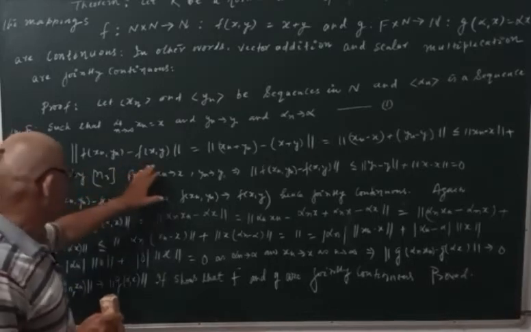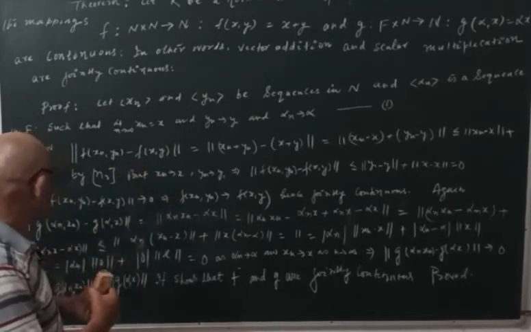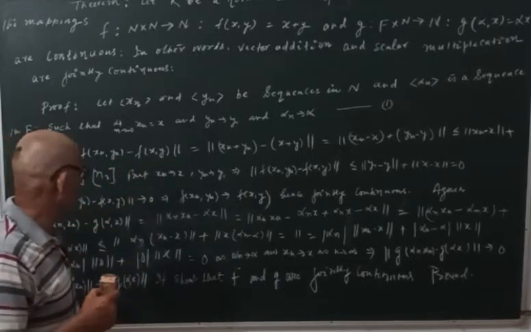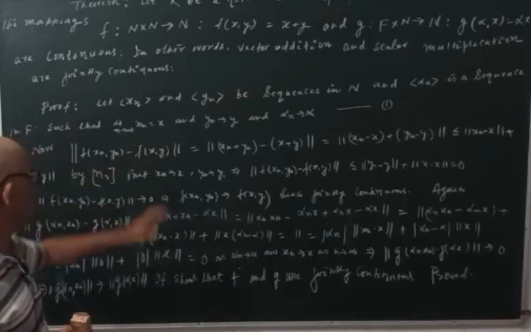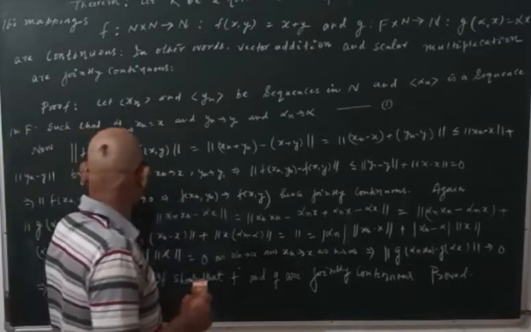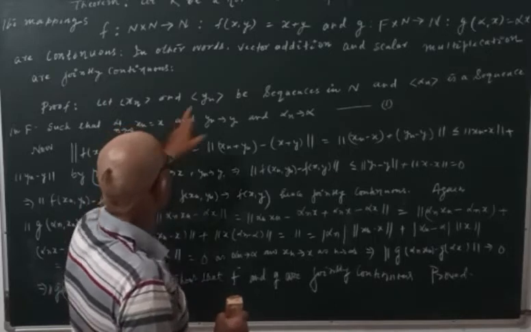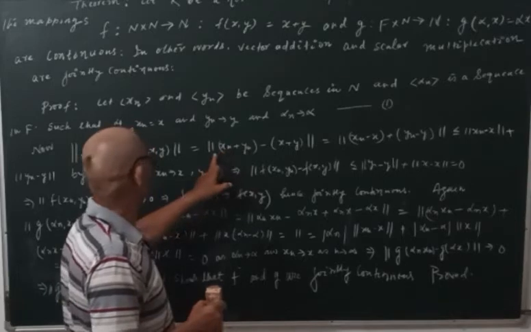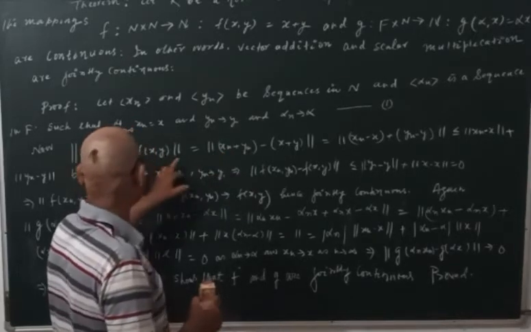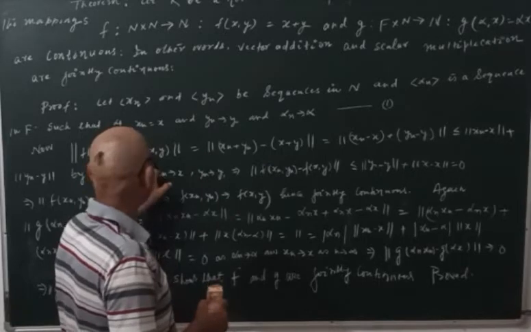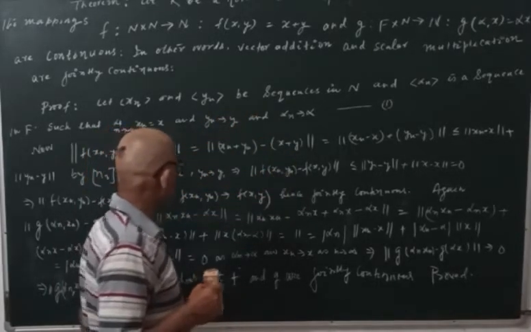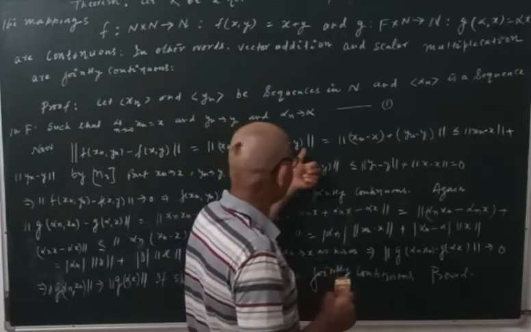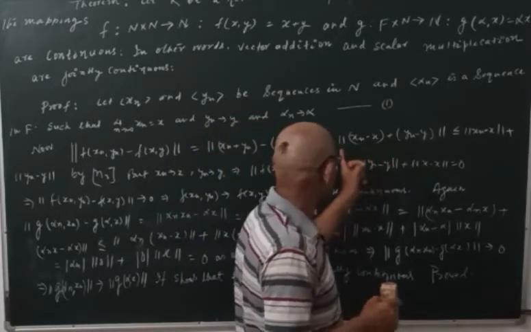This is the definition. If the norm of f(xn, yn) minus f(x, y) is equal to 0, then we say that it is continuous. Now we proceed. Since f(x, y) is equal to x plus y, f(xn, yn) is equal to xn plus yn with norm. Norm is defined here, so we take the norm of f(xn, yn) minus f(x, y), which is xn plus yn minus x plus y. Now we simplify it: xn minus x plus yn minus y, with norm.